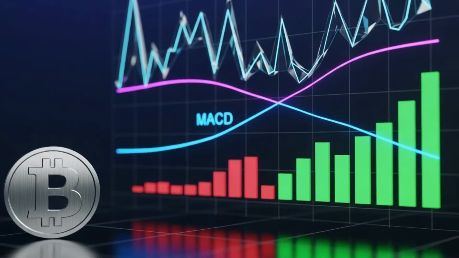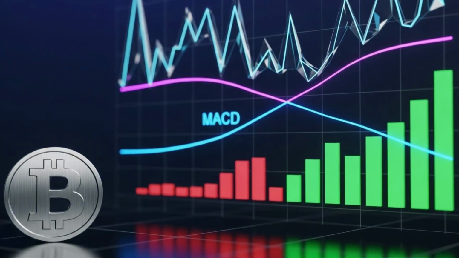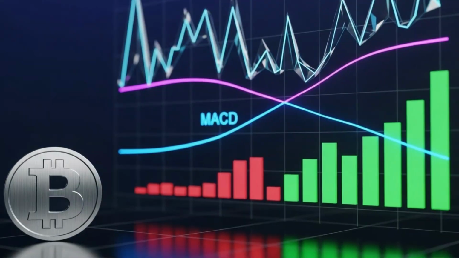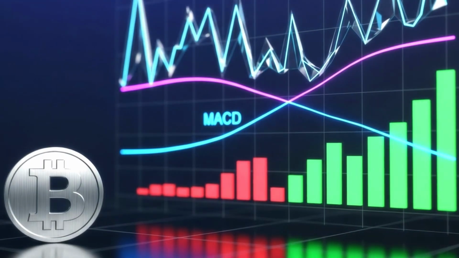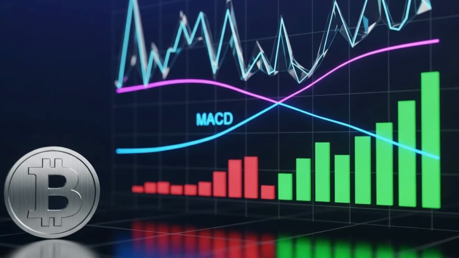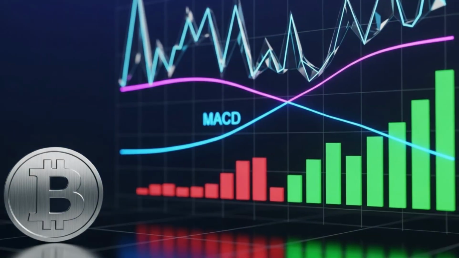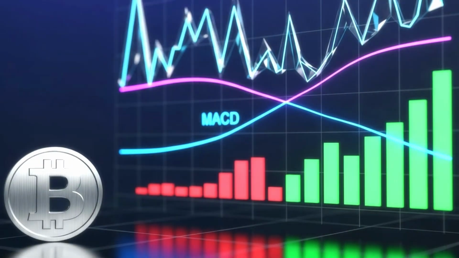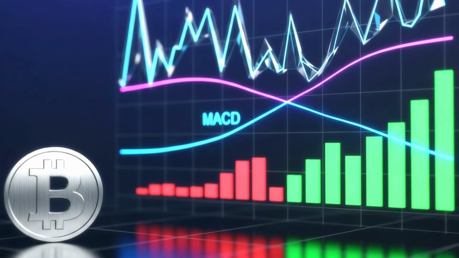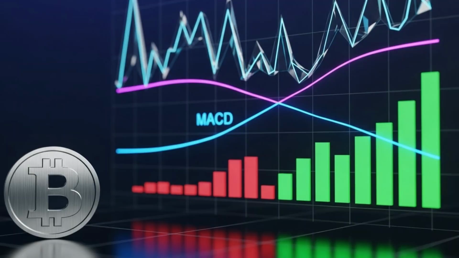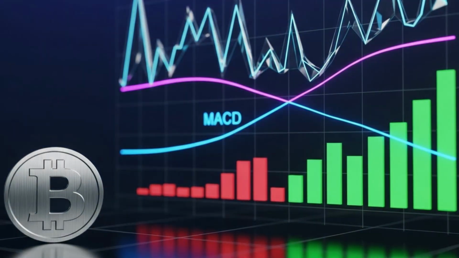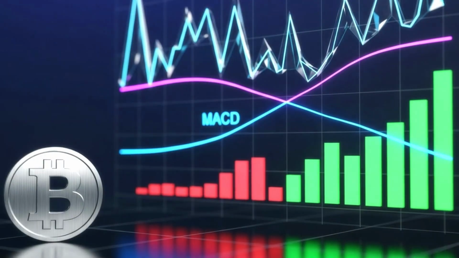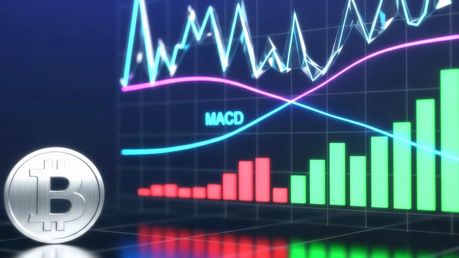For beginners, MACD is valuable because it gives clear entry and exit signals, especially when combined with other indicators like moving averages and RSI. To illustrate how these three indicators work together, let's go through a practical example. Imagine Bitcoin is trading at $40,000. The 50-day moving average is above the 200-day moving average, indicating a strong uptrend. The RSI dips to 32, signaling that Bitcoin is oversold within that uptrend. At the same time, the MACD line crosses above the signal line, showing increasing bullish momentum.